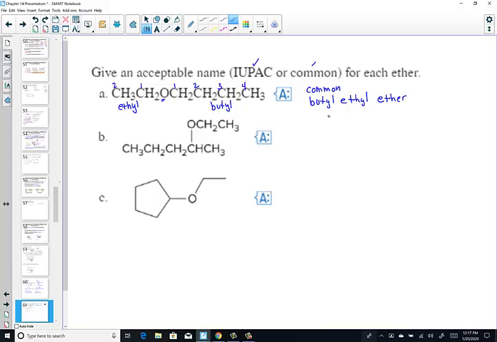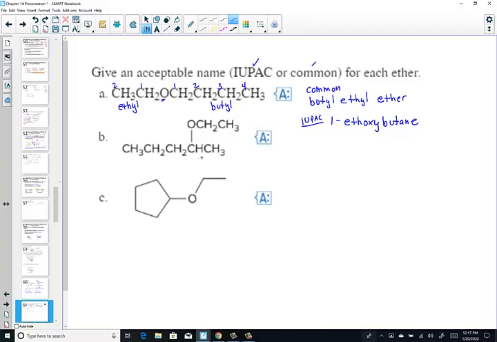Or I could let you know that at the parent chain, the longest chain between those is butane. Coming off of the first carbon, we'd have an ethoxy functional group in a 4-carbon chain. 1-ethoxybutane. That's its IUPAC name.